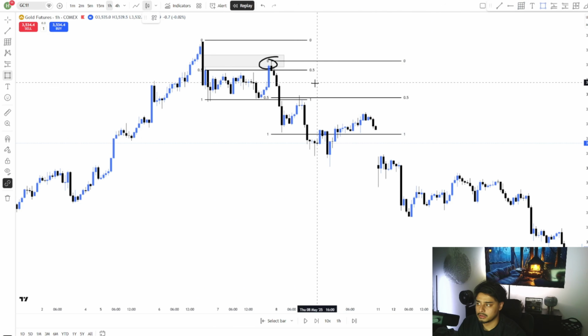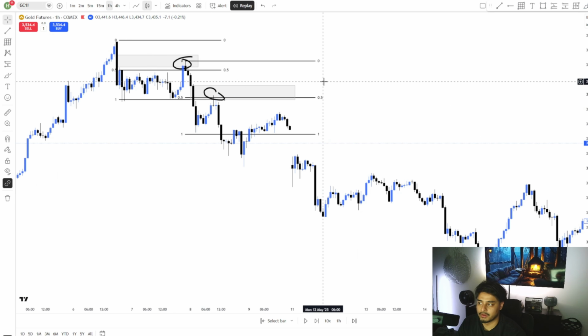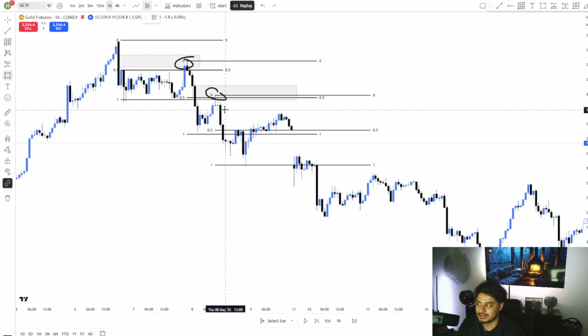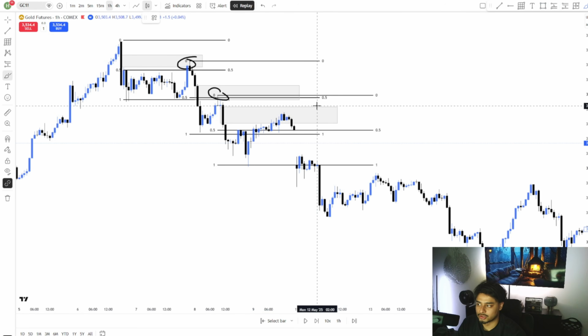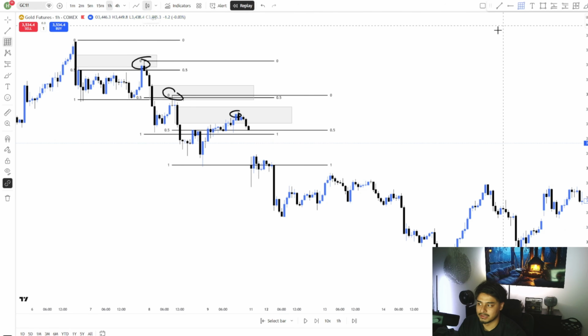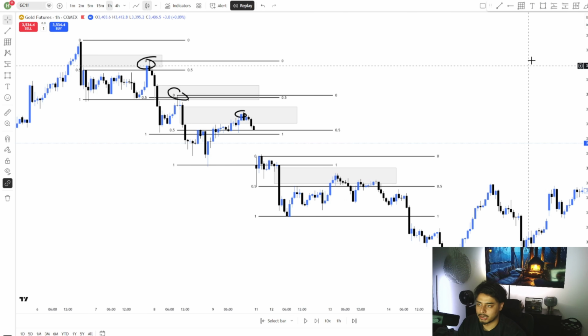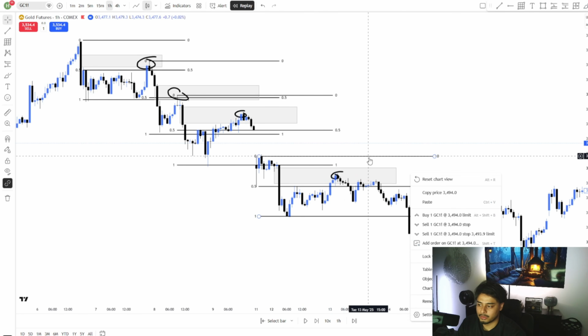Same thing. Look, another fair value gap right over here. Price tapped into the fair value gap. It broke structure. Where did it go? Right back down. Same thing. Price tapped in, broke structure, went right back down. Same thing. Price broke structure, went right back down.